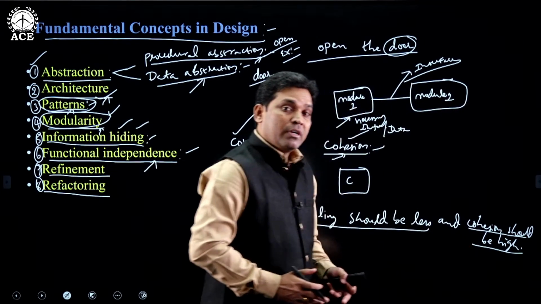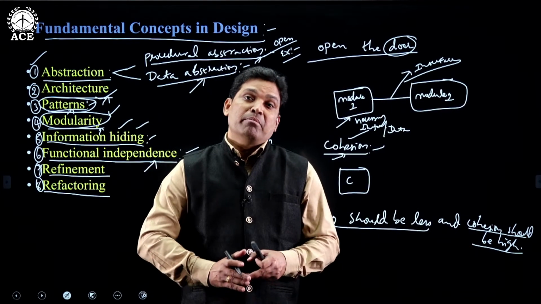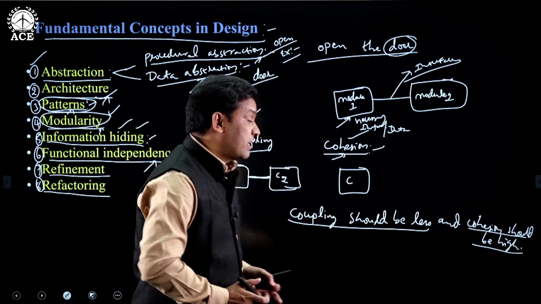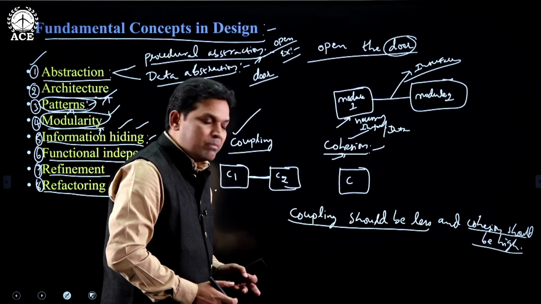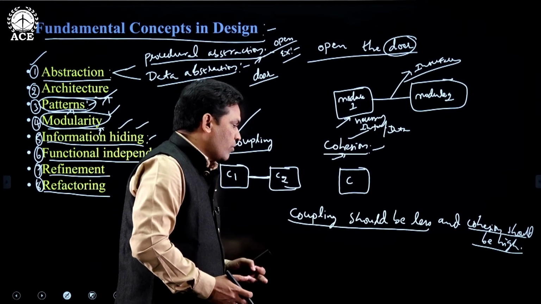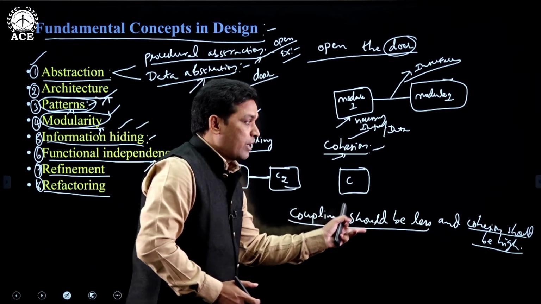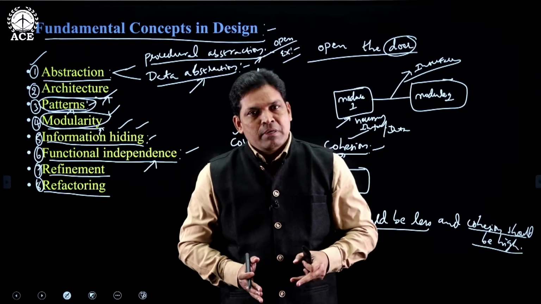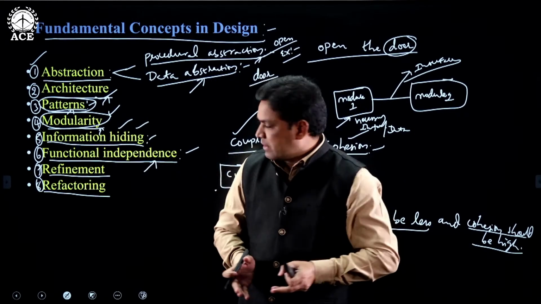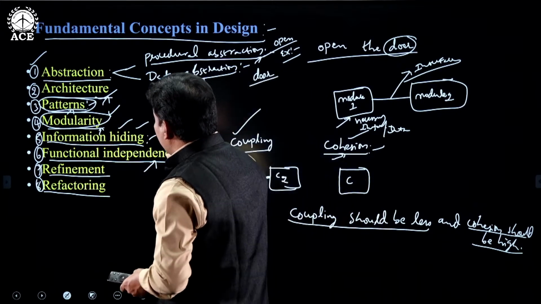Then only your design model can maintain quality. That's why designers have to follow this while designing a software system. What is that? Coupling should be less and cohesion should be high, so that you are designing a software system which is maintaining quality. That is the purpose of functional independence.